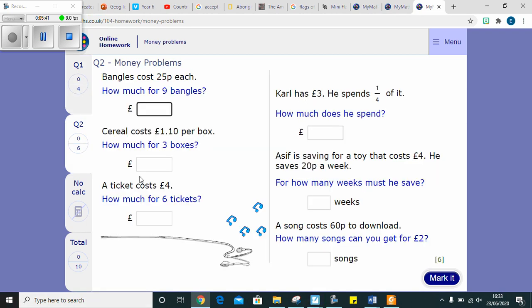Then when you get onto question 2, they're very similar to the second question that I did. So if something costs so much, I have so many, how much is it going to be? Enjoy these questions, guys. You're doing really well with this money. It's a life skill that's going to help you all the time. So make sure you keep practicing it.